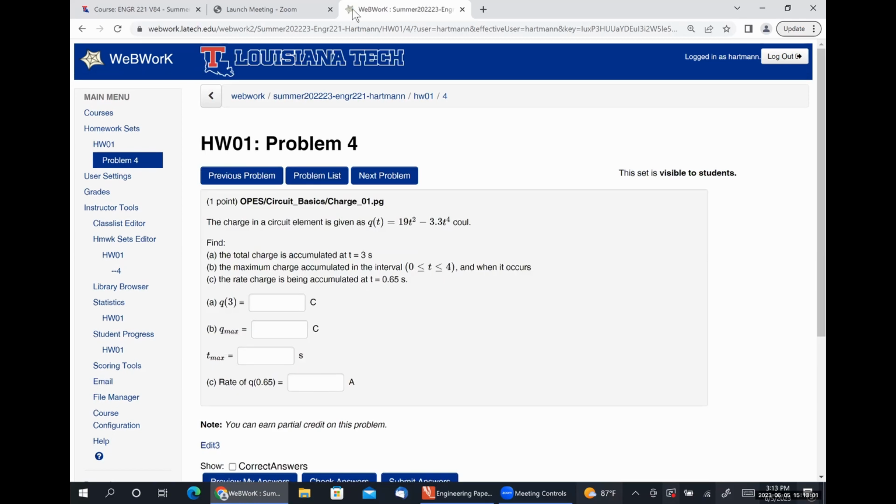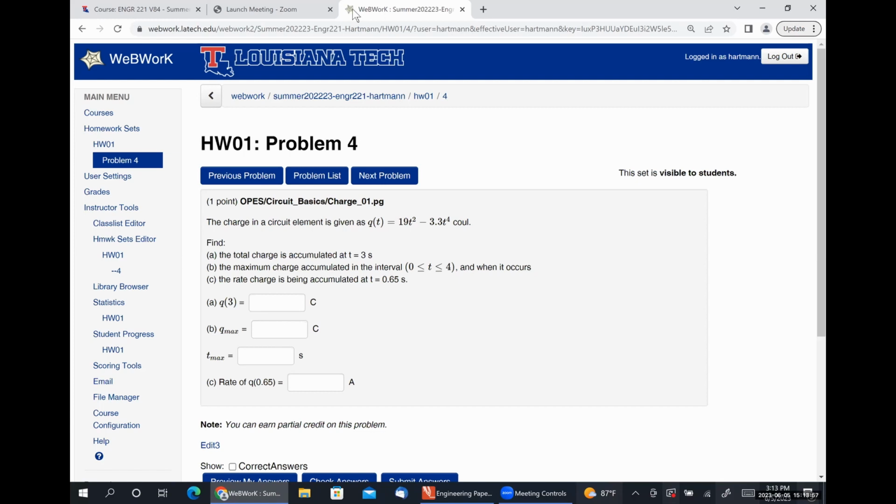Problem 4 here, let's see. We're given a mathematical expression for charge. We're asked to find charge. Then we want the maximum charge. How do we find the maximum value of a function? You solve for y, right? How I learned how to find the maximum or minimum of any function was to take the derivative and set the derivative equal to 0. So you're solving for the time at which the derivative will be equal to 0. And then the maximum value is just substitute that time back into your expression.